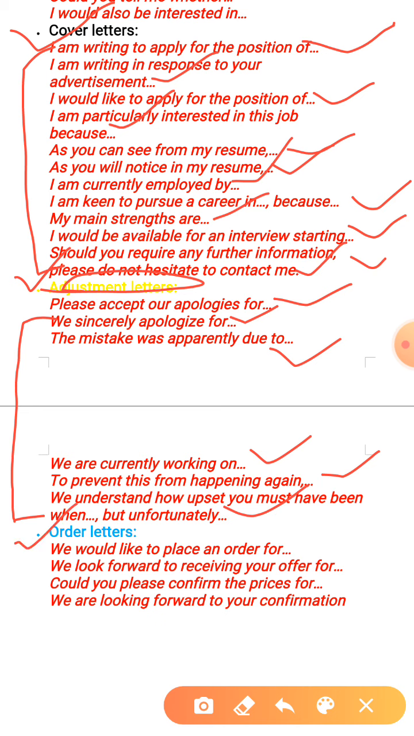Order letters, most important letter. We would like to place an order. We look forward to receiving your offer for. Could you please confirm the prices for? We are looking forward to your confirmation.